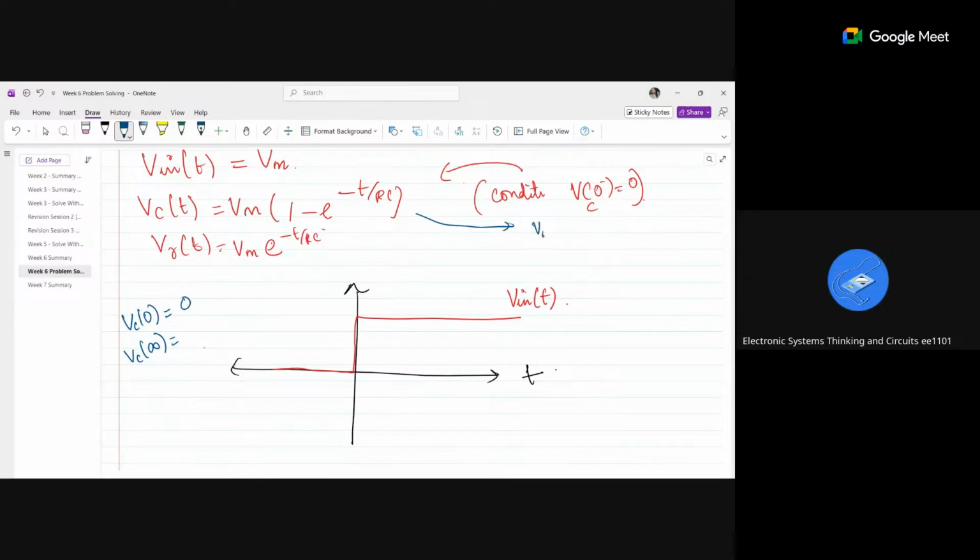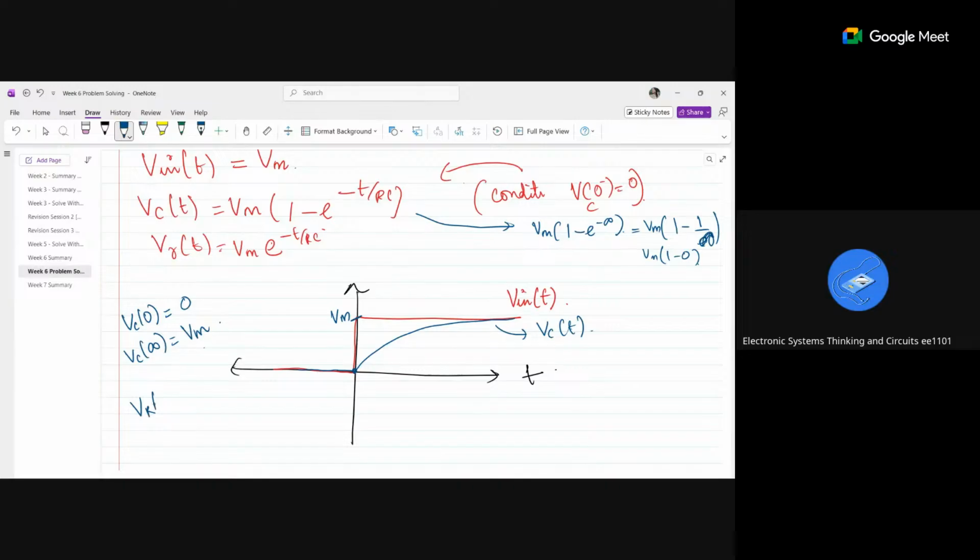That is nothing but Vm (1 minus e power minus infinity). So it's Vm (1 minus 1 by e power infinity). E power infinity is infinity, 1 by infinity is 0. So it's Vm (1 minus 0), it's Vm. So my capacitor, as time goes on, starts from 0 and it reaches Vm. So this is my Vc of t.